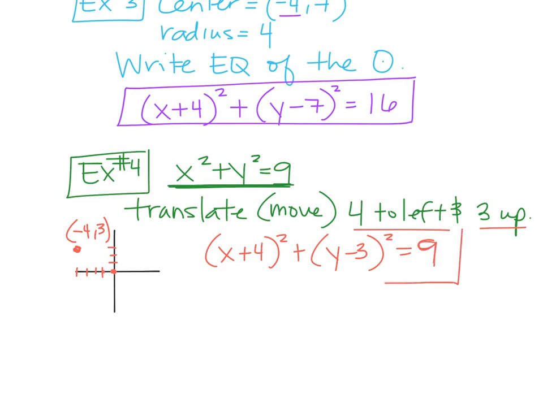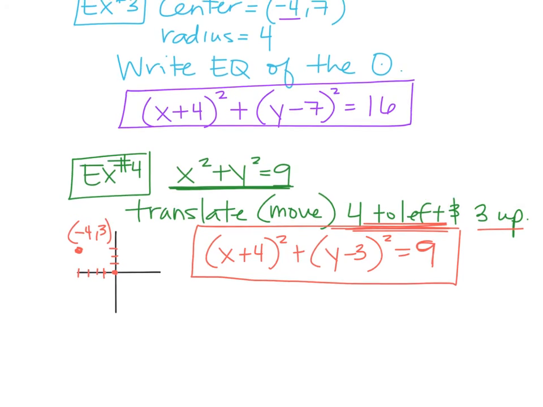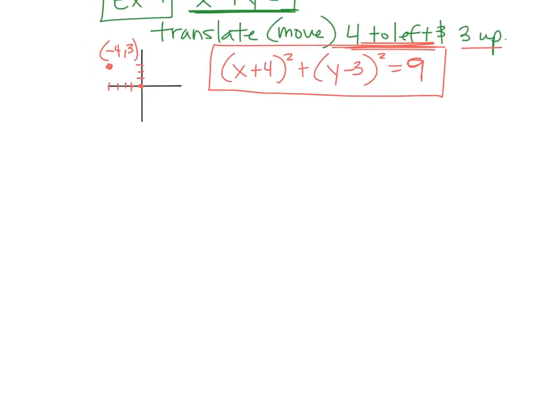Okay, so just keep in mind, opposite of what it seems. If I'm going 4 to the left, which is normally minus, I am actually doing plus because it's minus a negative would be plus a positive. Okay. All right, number 5, 3 more for you.